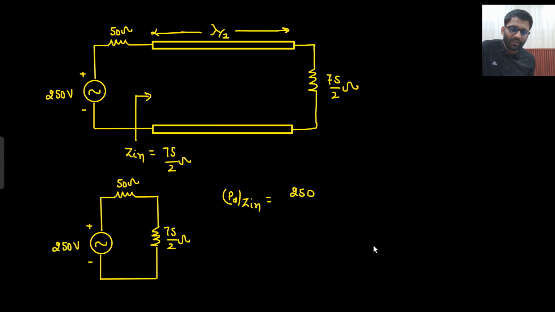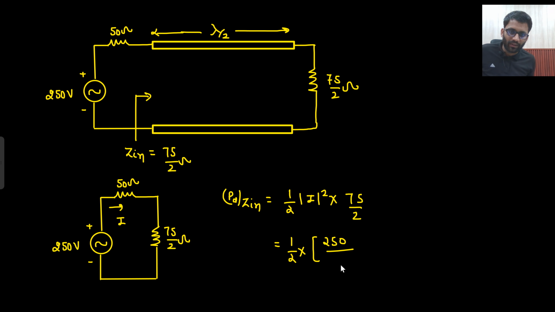First we are finding the current. So let's write down the current. What will be the answer? Half the current. This current I am calling I only. So half this current into the real part, that is 75 by 2 only. That would be half into what will be the current? Current will be 250 divided by 50 plus 37.5, this will be the current into 75 by 2. So this calculation we will do.